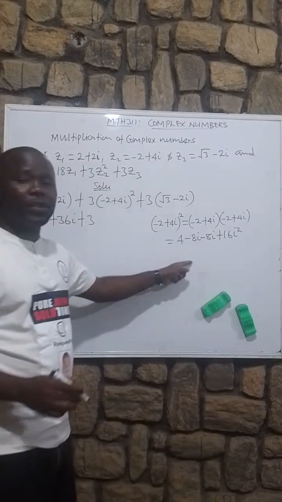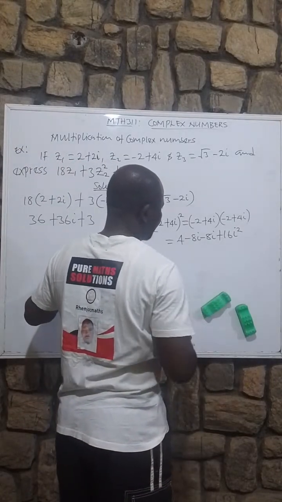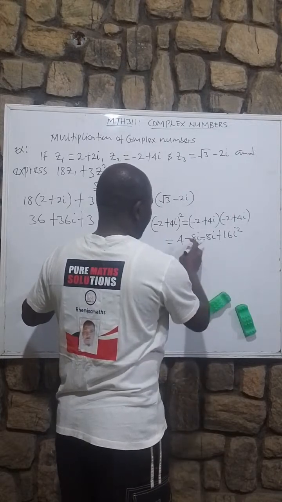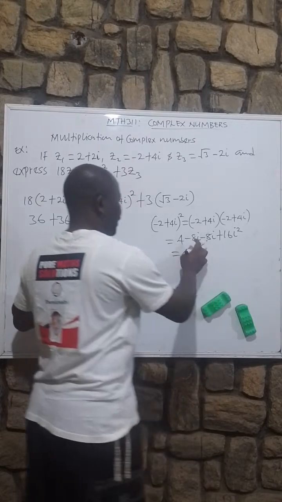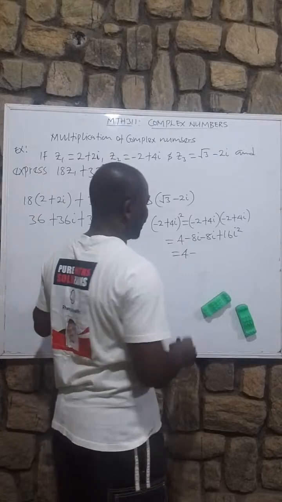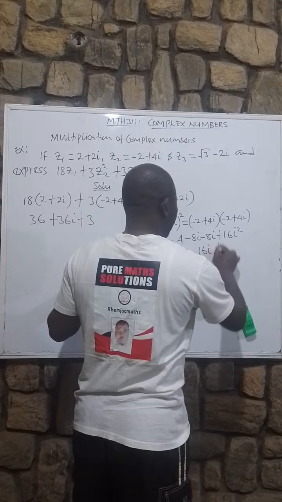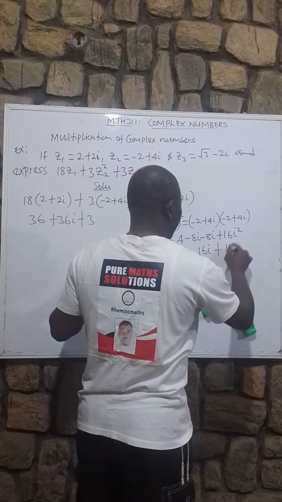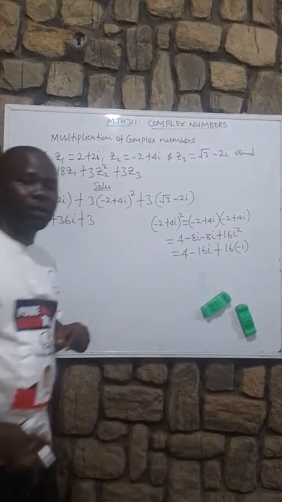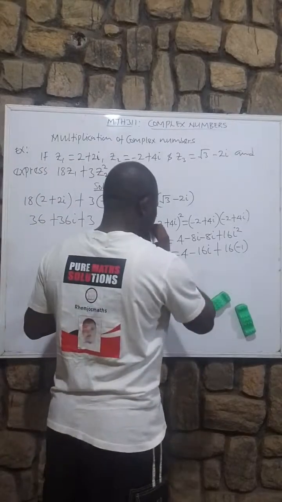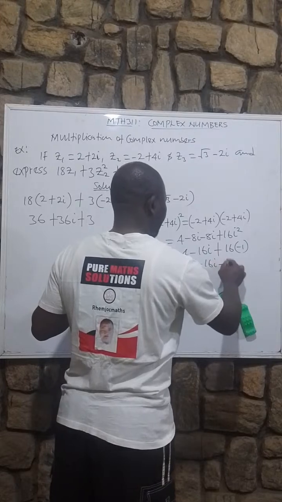Then your i square is always known as minus 1, right? So here is 4 minus 8i minus 8i. We are supposed to have minus 16i, then plus 16 open bracket minus 1, because i square is minus 1. Two of us. So here we are going to have 4 minus 16i minus 16.